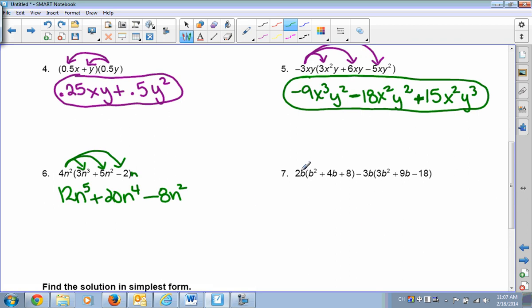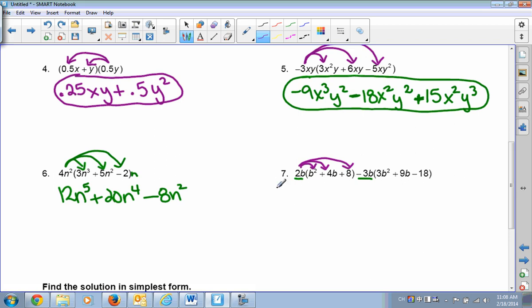Now, we're distributing this monomial to this trinomial, and then we're distributing this monomial to this trinomial. Then we're going to combine like terms. You multiply first, because in PEMDAS, multiplication comes before addition or subtraction. You can't subtract until you multiply.